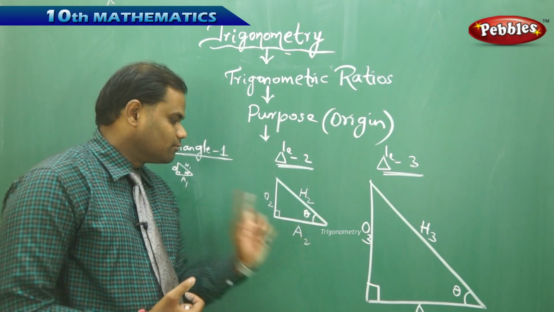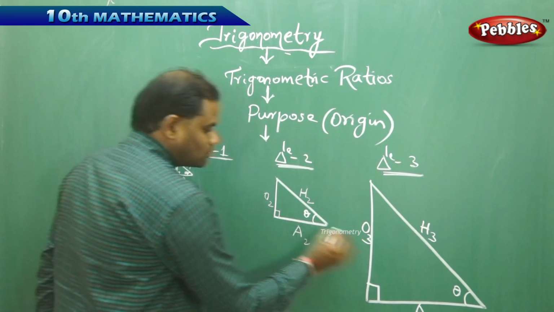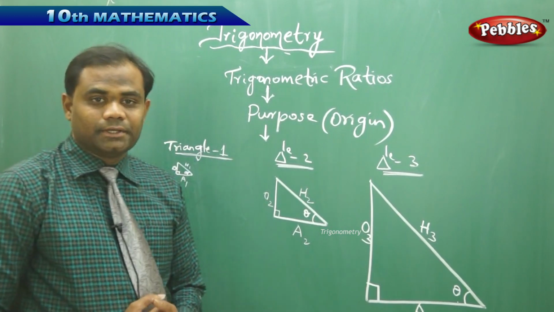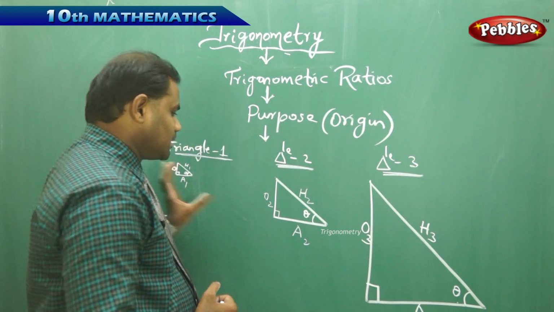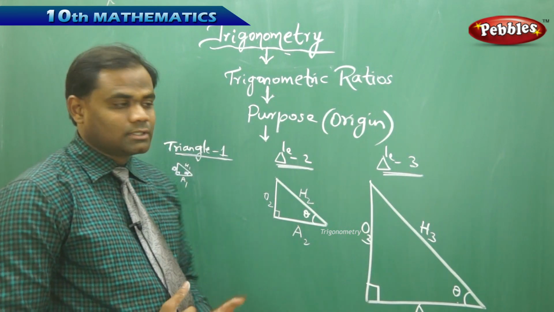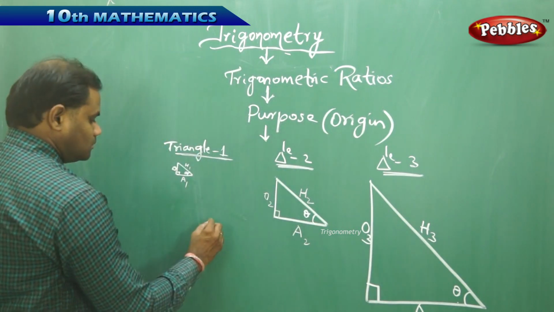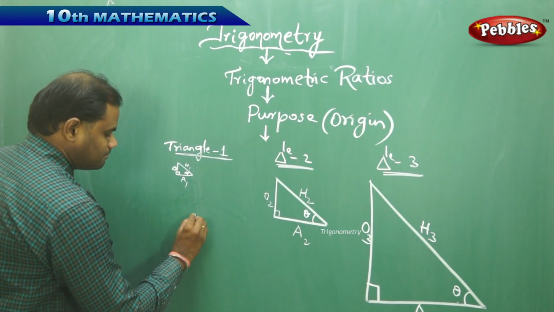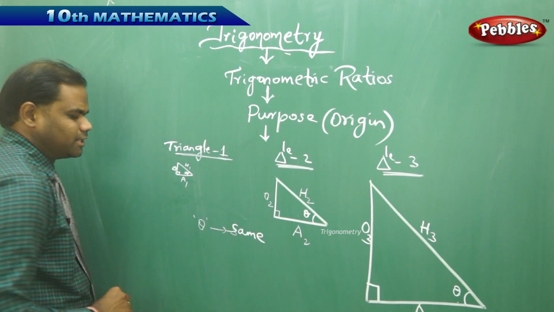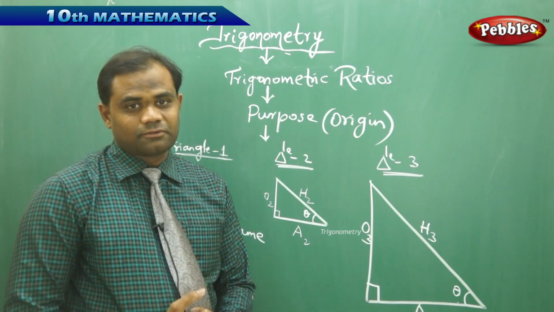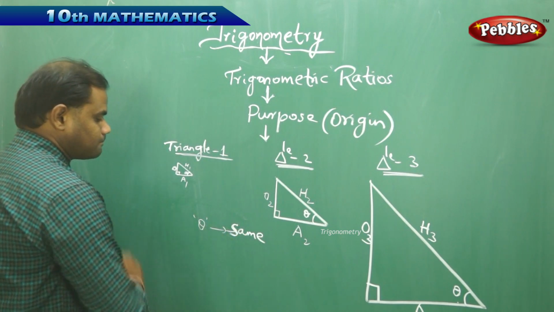But interestingly, for each of them, the angle is same. This is a very important note to be made, that here one angle theta is same, but each of the sides has different dimensions. Smaller triangle, medium triangle, and a bigger triangle. So here theta is same, it is not changed. So let's see what interesting factors come into existence in the trigonometric ratios.